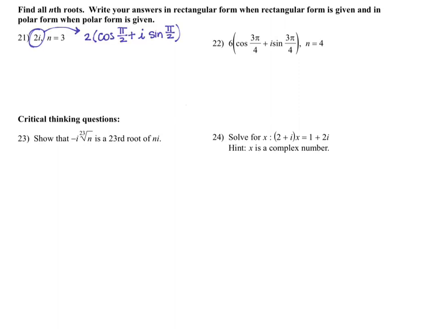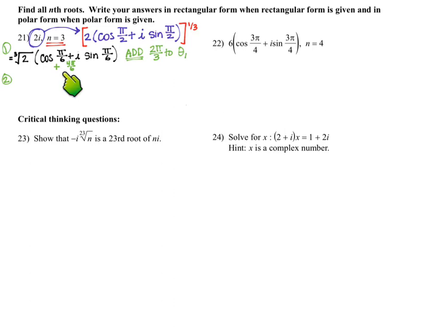First step is it needs to be in polar form. Second step is we raise it to that power of 1/3. Next, we use DeMoivre's to come up with our first of the 3 roots. The other roots are found by adding 2 pi divided by the n. In this case, 2 pi divided by 3. And so I'm going to add 2 pi divided by 3 to each one of these angles.